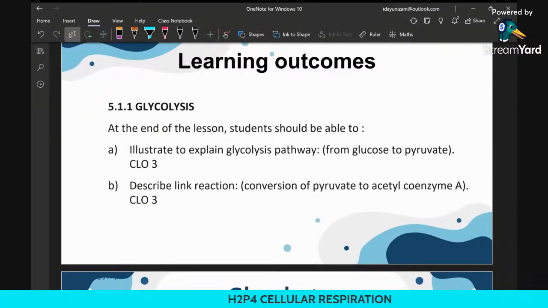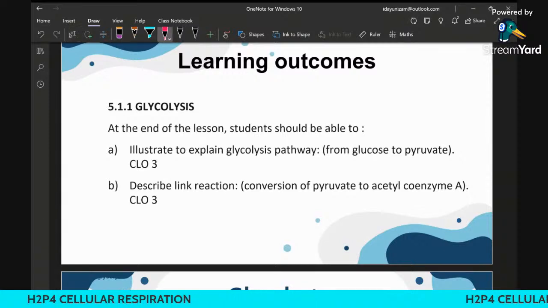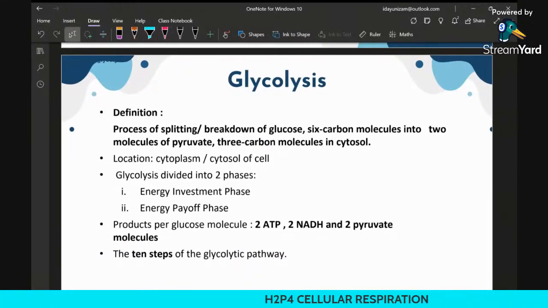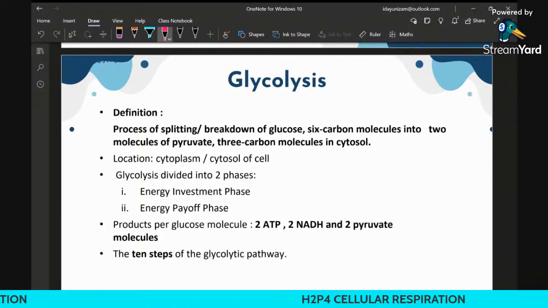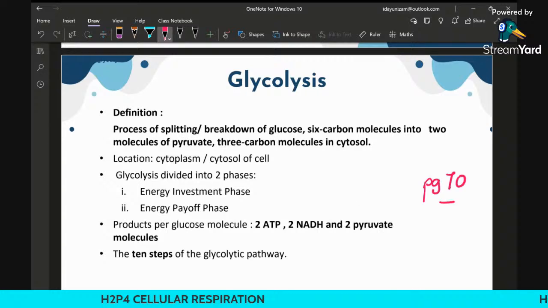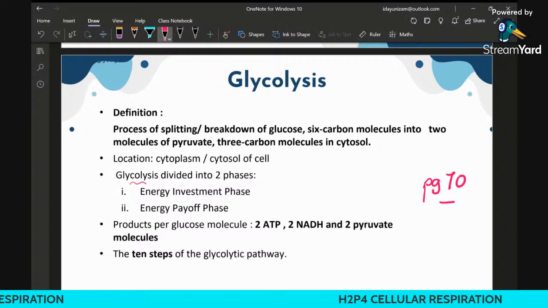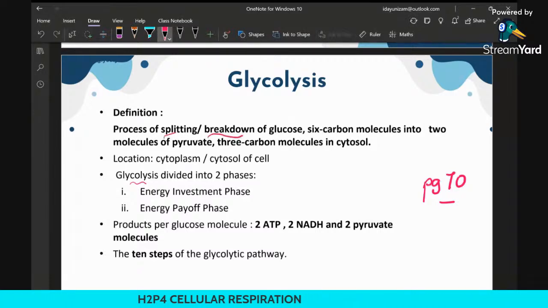Glycolysis has two pathways. Okay, what are the two pathways? If you refer to our notes on page 70, you may refer to page 70, class. Glycolysis: lysis means breakdown, splitting. Splitting what, class?